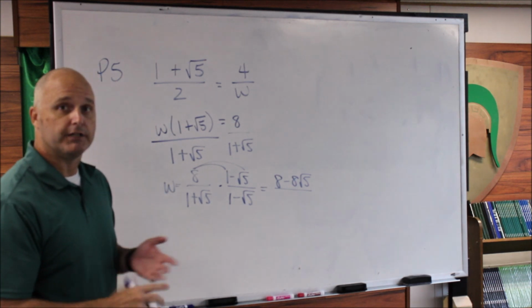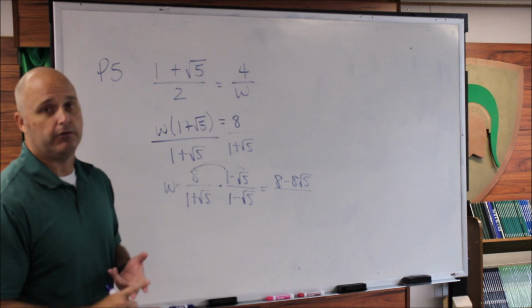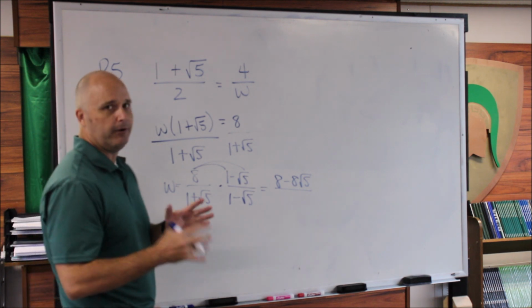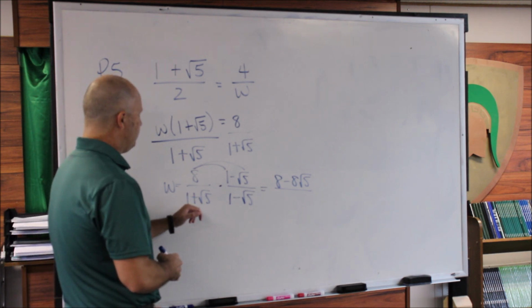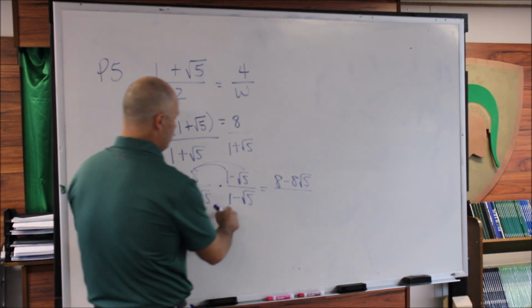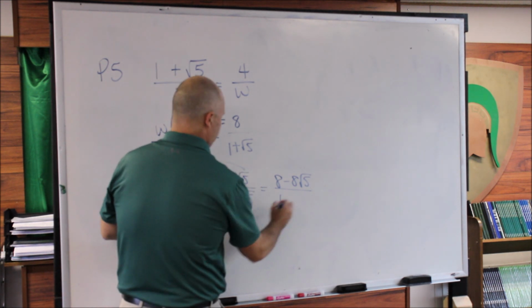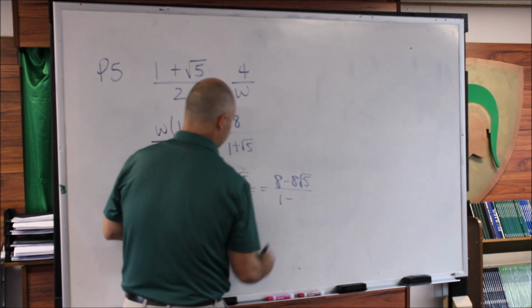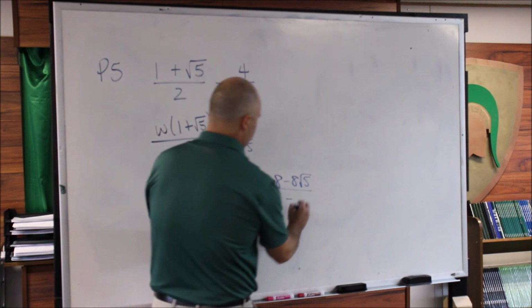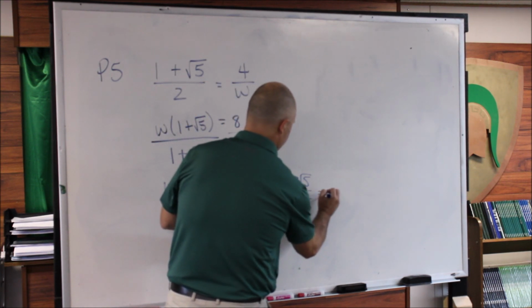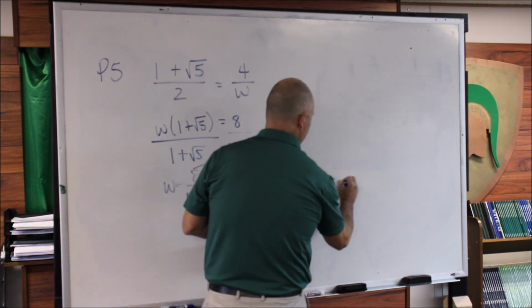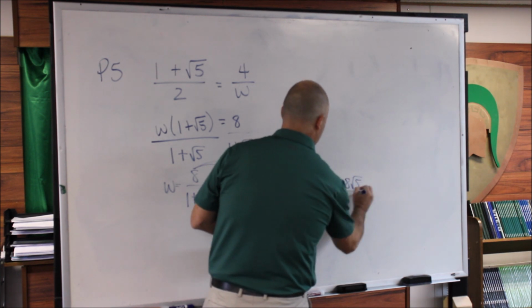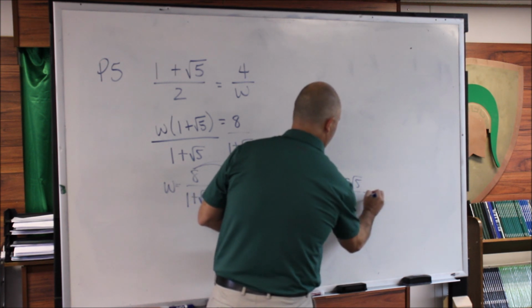Again, when you FOIL conjugates, you don't have to do the O and the I. You only have to do the F and the L. So 1 times 1 is 1, plus, or positive times a negative is a negative, square root of 5 times square root of 5 is the square root of 25. So that leaves us with 8 minus 8 square root of 5 over 1 minus 5.